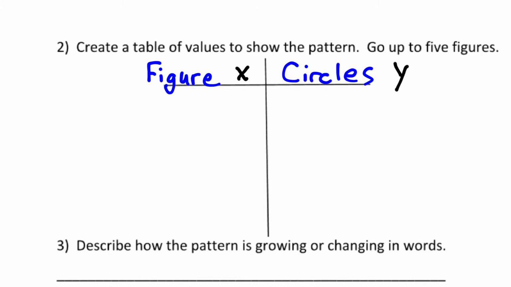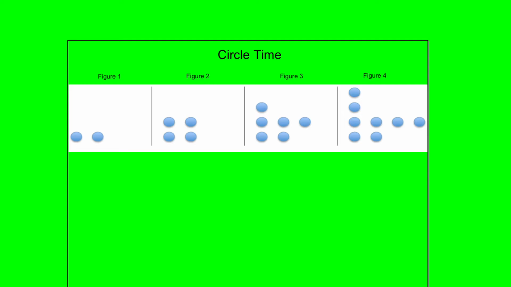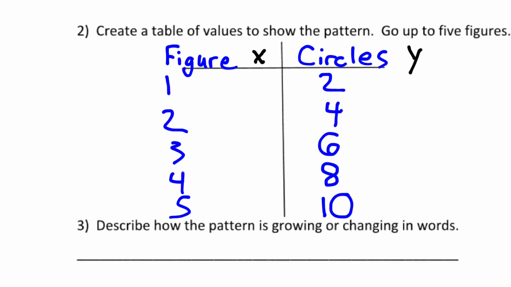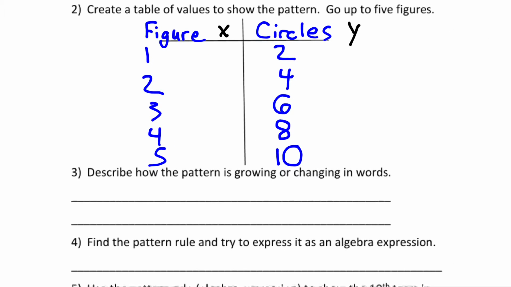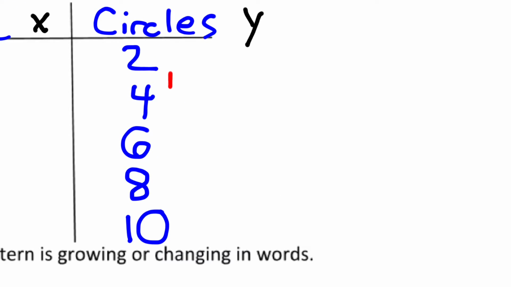Now, for our pattern, I've said go up to 5 figures. So we'll go 1, 2, 3, 4, 5. And in figure 1, there were 2 circles. In figure 2, there were 4, 6, 8. And even though number 5 wasn't drawn, we can assume that the next one will be 10, because that leads us to the next question. Describe how the pattern is growing or changing. So for that situation, we'll look at the Y column. We can see that the pattern is increasing by 2 every time.